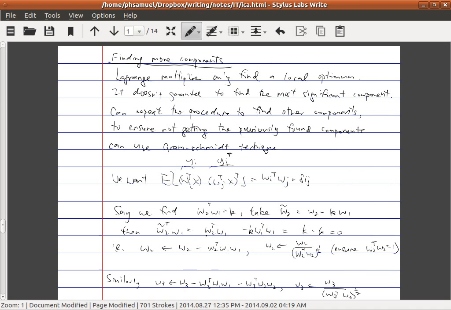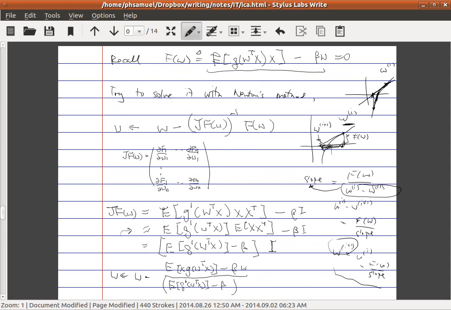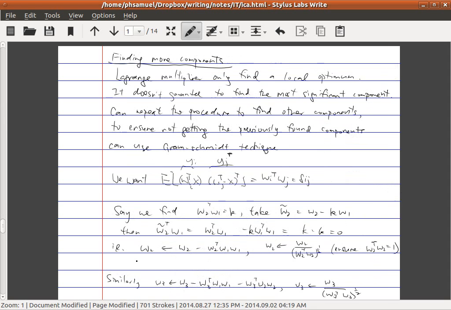Now this is for the case of finding one component. If we need more components, the good thing about this algorithm is that the Lagrange multiplier only finds a local solution. Every time, as you can see for the iteration, we need to start with something. Therefore, every time we randomize W a little, find a randomized W to start with, and so each time we will get a different solution.